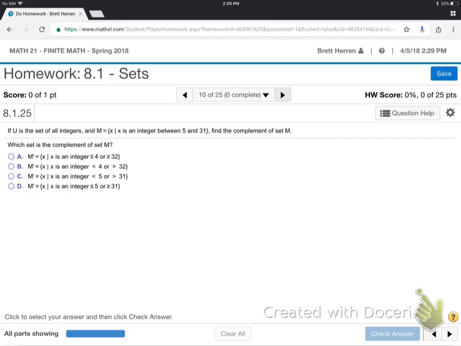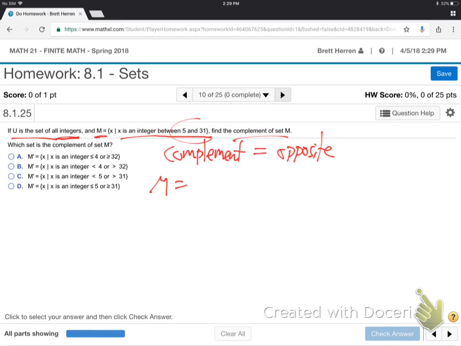Does anybody know, what does complement mean? So U is the set of all integers, and M is an integer between 5 and 31. Find the complement of M. How do you find the complement? What's the complement of M? It means you say, M, you're such a great set. I'm kidding. You don't. That's not what complement means. It means opposite. Complement means opposite.